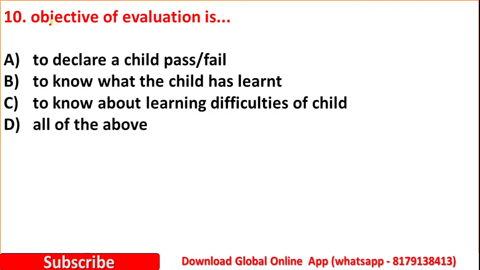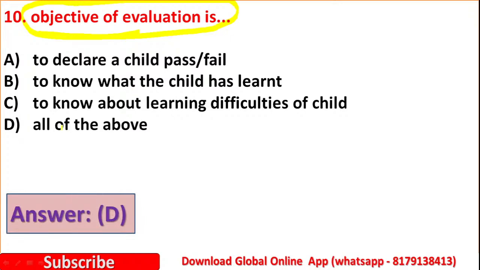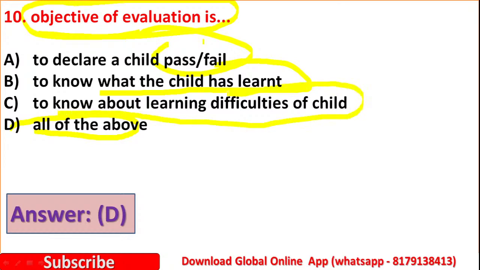Question number 10. Objectives of evaluation are: option A, to declare a child pass or fail. Option B, to know what the child has learned. Option C, to know about the learning difficulties of the child. Option D, all of the above. Yes, the objectives of evaluation are option D, all of the above. Through evaluation we want to know whether the child is promoted to the next class or not, meaning pass or fail, and we should also know what the child has learned, whether he has understood the previous information or not, and we also want to know about the learning difficulties of the child. So option D, all of the above, is correct.